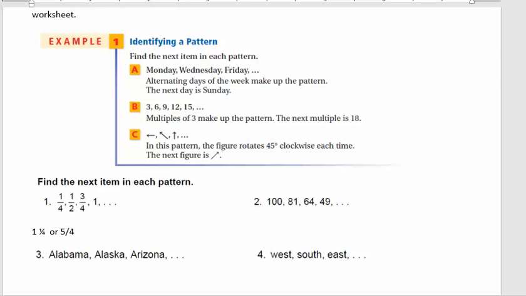Okay, then this problem, you have to figure out how did they get 100, how did they get 81, how did they get 64, how did they get 49, and then see if you can figure out the pattern from there. And I'll give you a hint, we talked about this when we talked about squares and square roots in your previous courses. So that's a big hint on what is happening in this one.